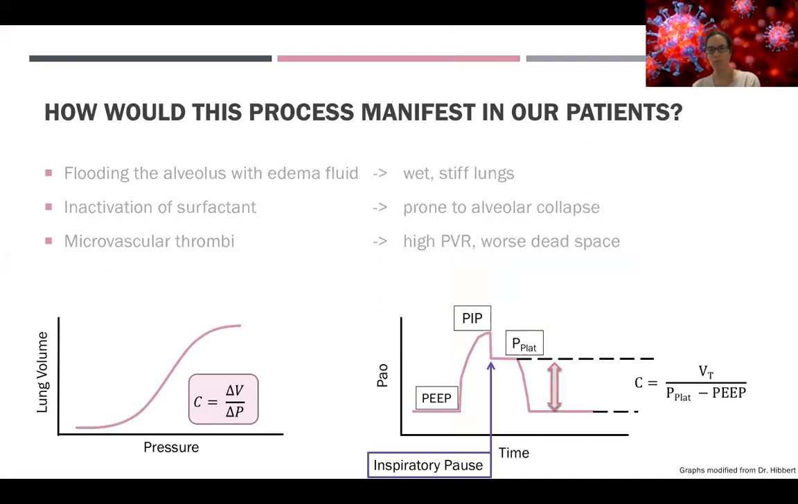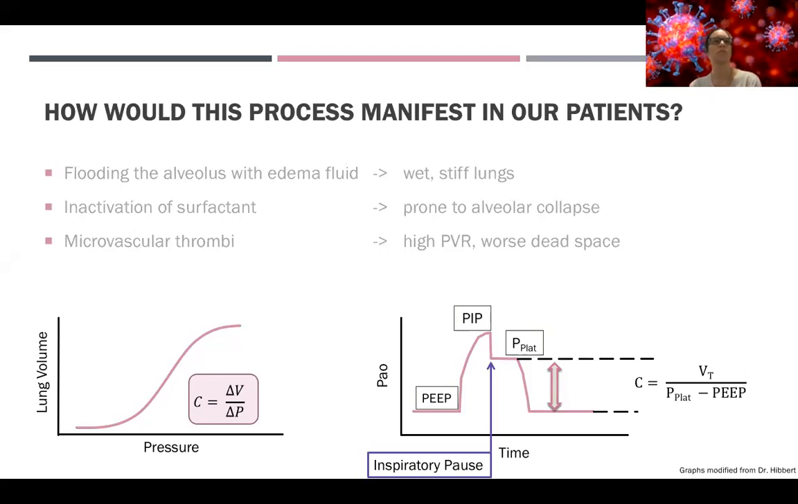So if we take a moment to review these two graphs, which were presented as part of Dr. Hibbert's lecture on Friday. The first on the left is a pressure volume curve of the lungs. So you have volume over on the left and pressure on the right. And I just wanted to point out that the slope is compliance. So the change in volume over the change in pressure.